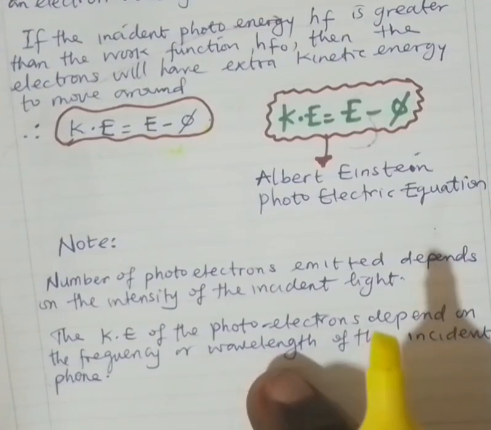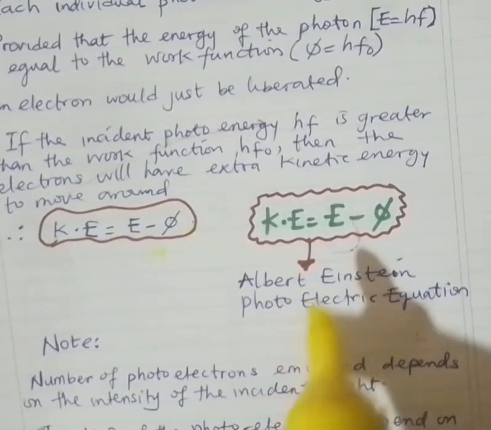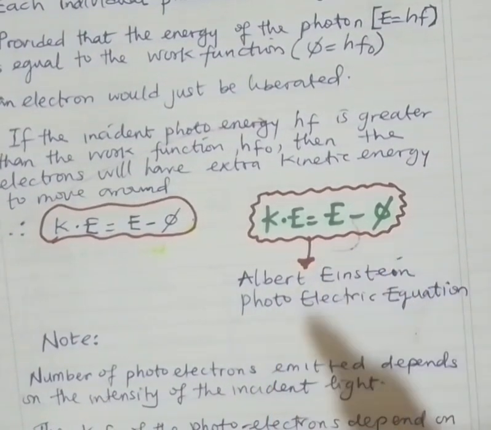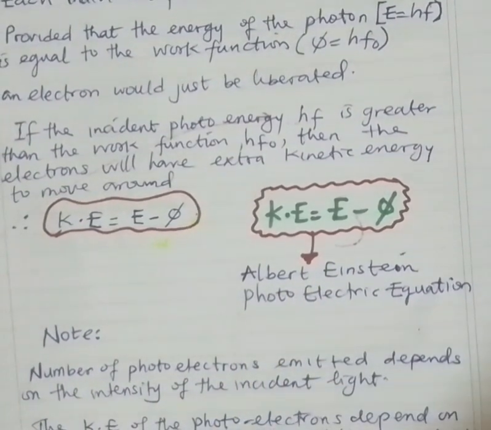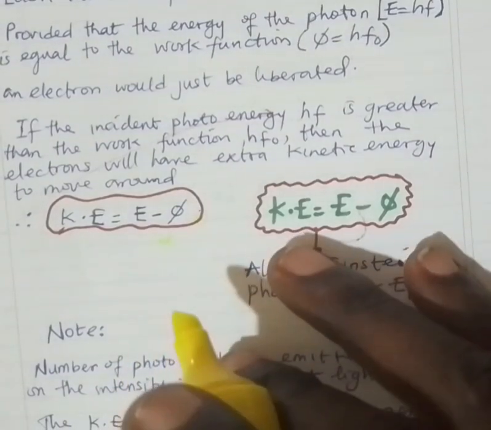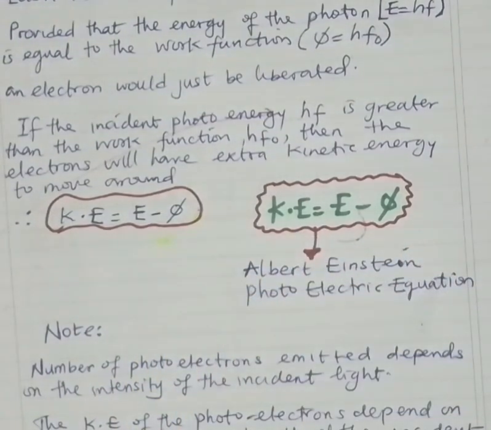Take note of that, very important, and try to remember this formula: KE equals E minus phi. E is the energy of the incident light. Phi is the work function, which is the energy that is holding the electrons down. Then KE is the recipient energy, the remaining energy when you subtract the work function from E.